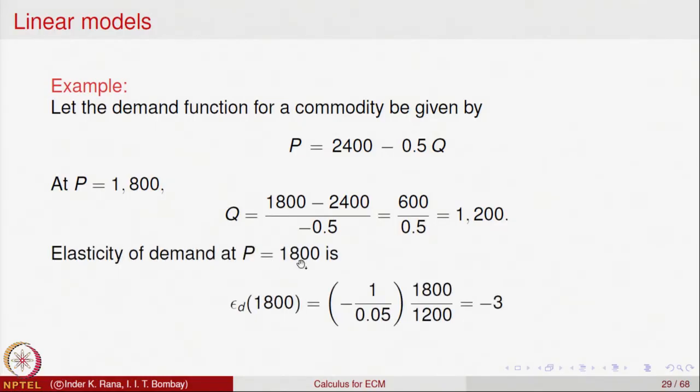So, the elasticity of demand at P equal to 1800 is minus 1 over B, where B is 0.5, multiplied with the price P by Q. So, 1800 divided by 1200, that is minus 3. So, the coefficient of elasticity for this function at the price 1800 is minus 3.